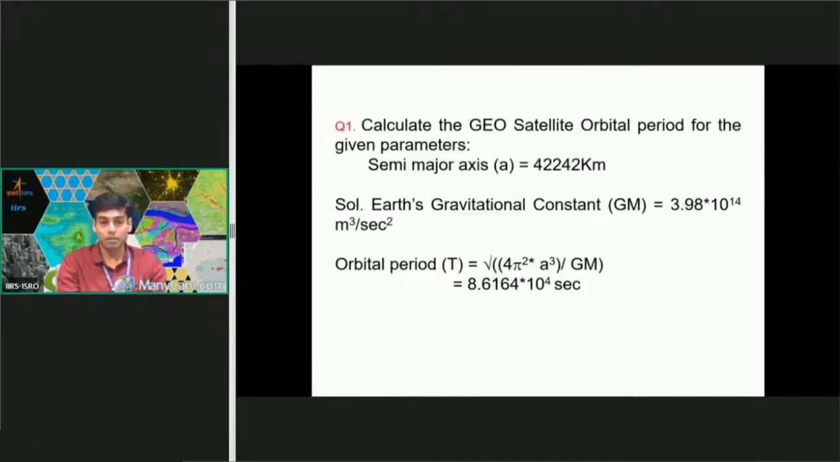Here is some calculation. If you want to calculate the satellite orbital period, we have to use the semi-major axis, which is 42,242 kilometers. We know the gravitational constant. So the orbital period formula is this, and this is the estimation: 8.6164 times 10 to the power 4 seconds orbital period.